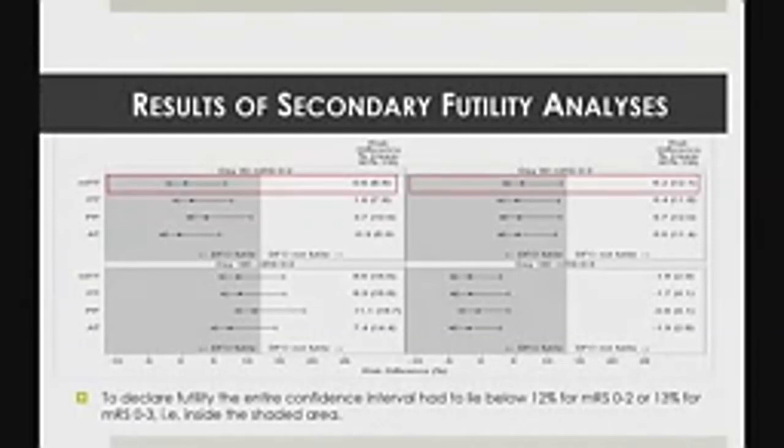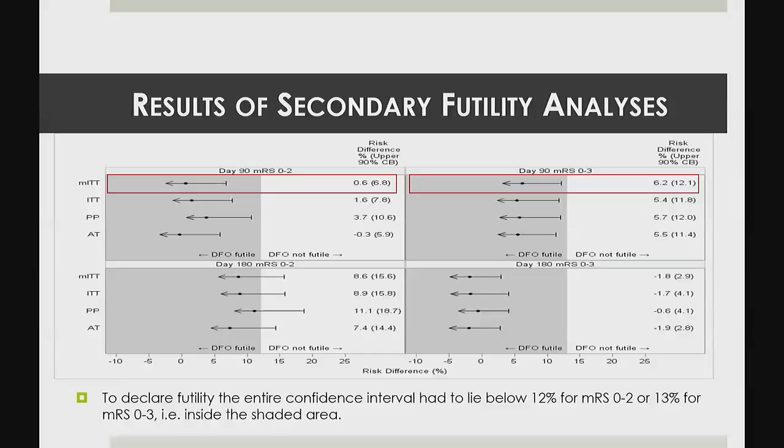So here you can see modified Rankin 0 to 3 at 90 days. And what you see here is that in the deferoxamine arm, the proportion of patients that achieved modified Rankin 0 to 3 was 6.2% higher than in the placebo arm. And if you look at the upper bound of the confidence interval, I told you we wanted to reach 13%, and this is just an arbitrary number. We came very close. This was 12.1. So this is at 90 days for modified Rankin 0 to 3.